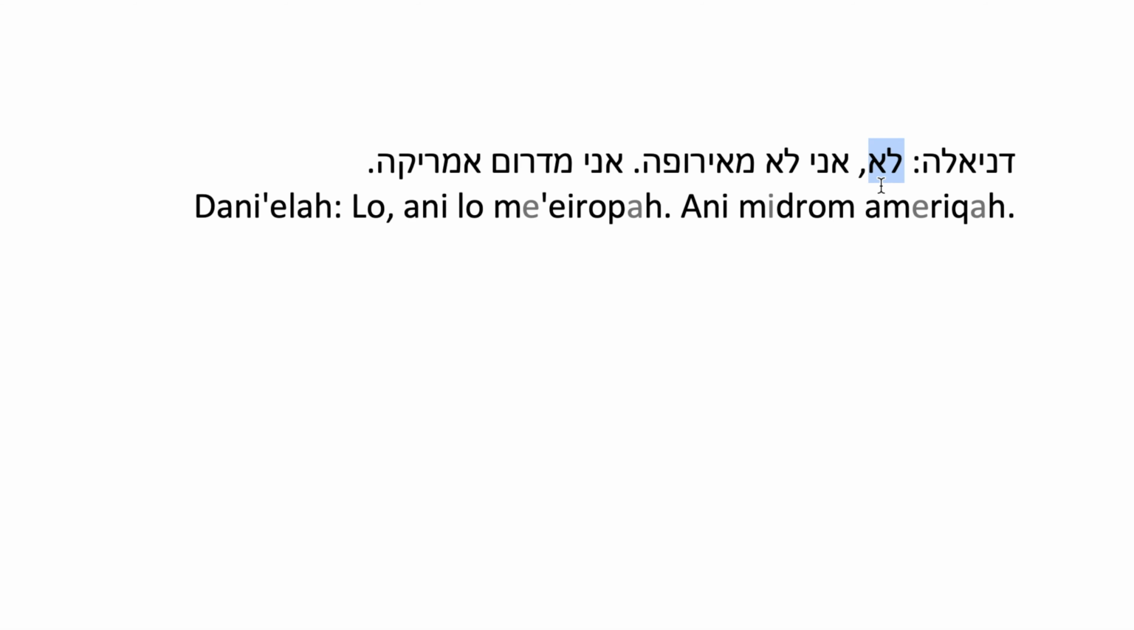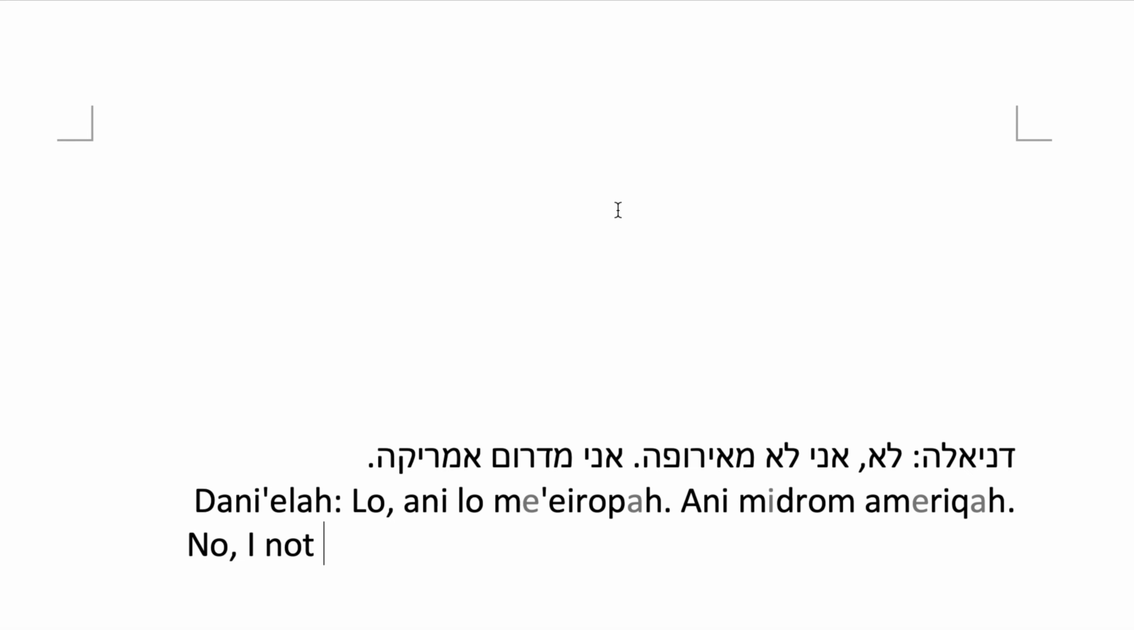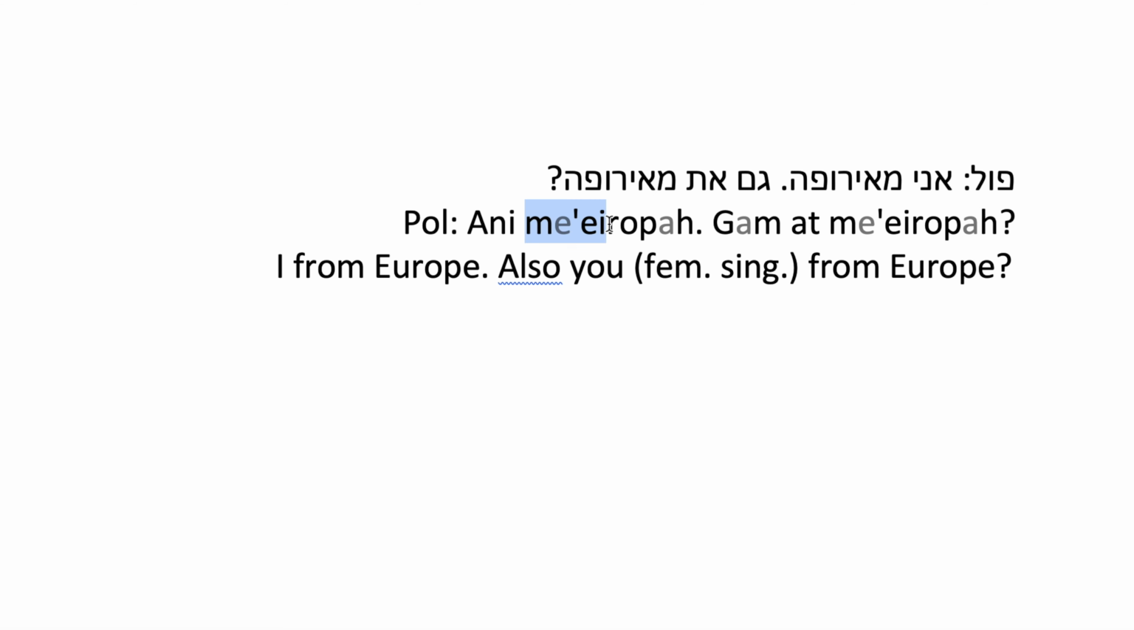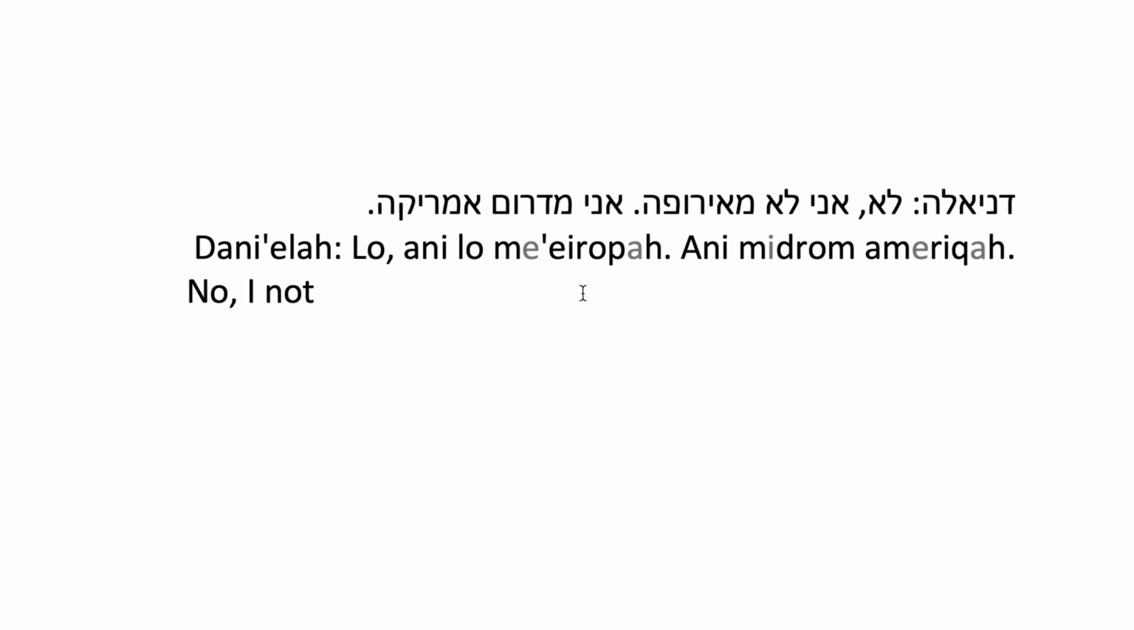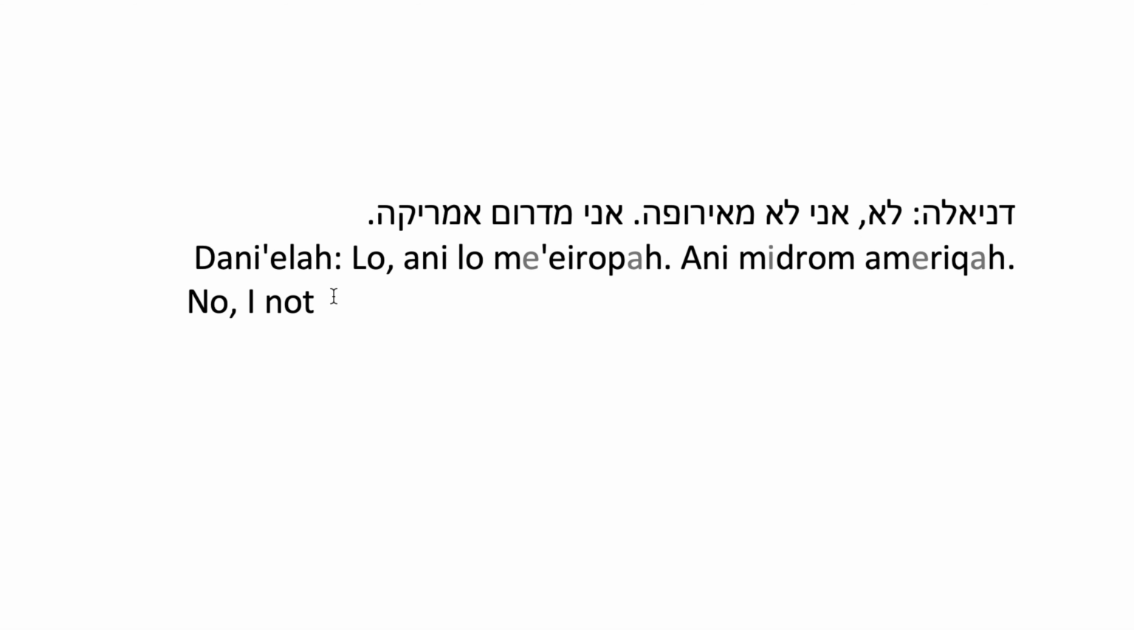So, lo, notice the way we're writing it. Lo with an aleph means no. Ani, I. We know ani already. Ani means I. Ani lo me-Europa. Ani lo, I not. Me-Europa, we saw this here. Me-Europa means from Europe, Europa is Europe. So I not, we know that we don't have a form of to be in the present tense. So I am not is going to be translated with I not. From Europe, Europa means Europe.